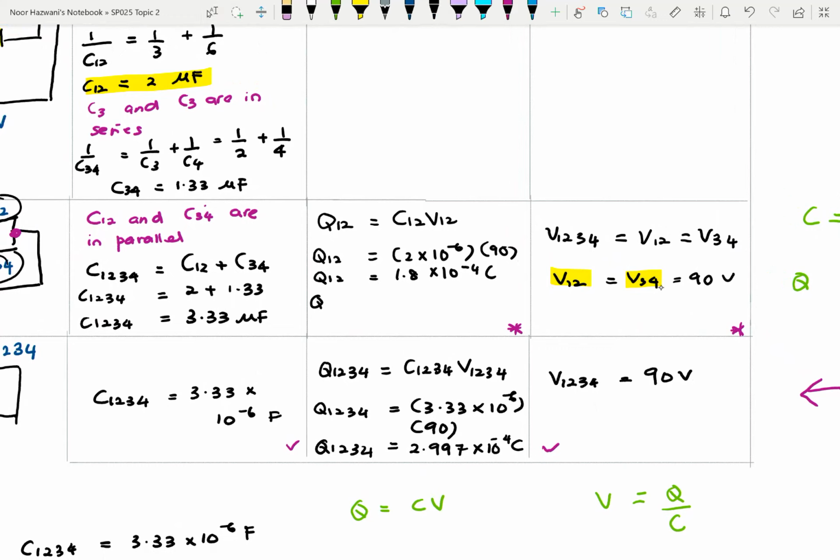Okay, I guna warna yang berbeza lah supaya you tak pening. Okay, so Q34 adalah sama dengan C34 darab dengan V34. So, Q34 you substitute in. Okay, C34 you dah dapat kat sini. So 1.33 times 10 power of negative 6 you darab dengan 90. Then you will get 1.197 times 10 power of negative 4 coulomb. Okay, you dapat Q12, you dapat Q34.